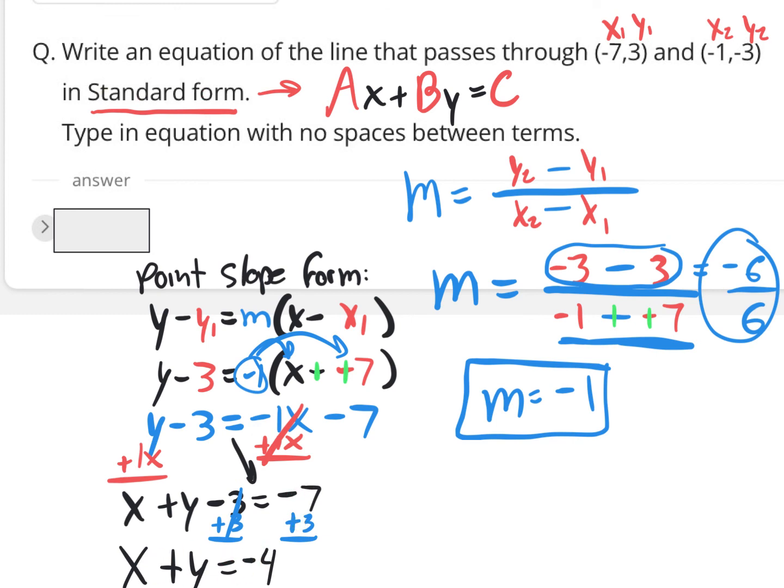That's what they're asking for. That's what the answer is right here. And of course, type in the equation with no spaces between your terms. x, no space, plus, no space, y. You get the idea. x plus y equals negative 4. Don't type in any spaces on your answer.